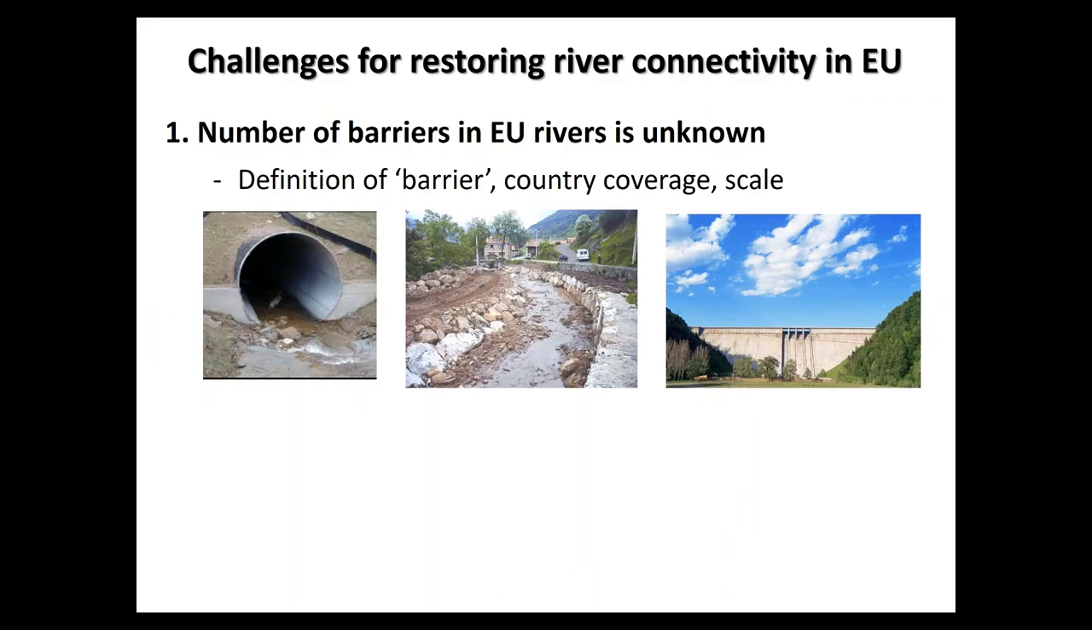There are a certain number of challenges for restoring river connectivity in Europe that the project aims to deal with. The first one is that the real number of barriers in European rivers is mostly unknown. There is a list of other issues related to this one, so we need to define what is a barrier, which structure represents a barrier. We need to deal with different country coverage of this information at the European scale.